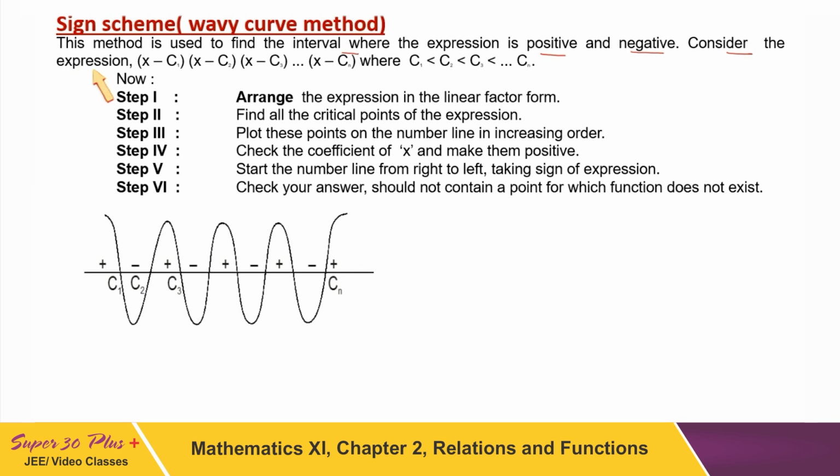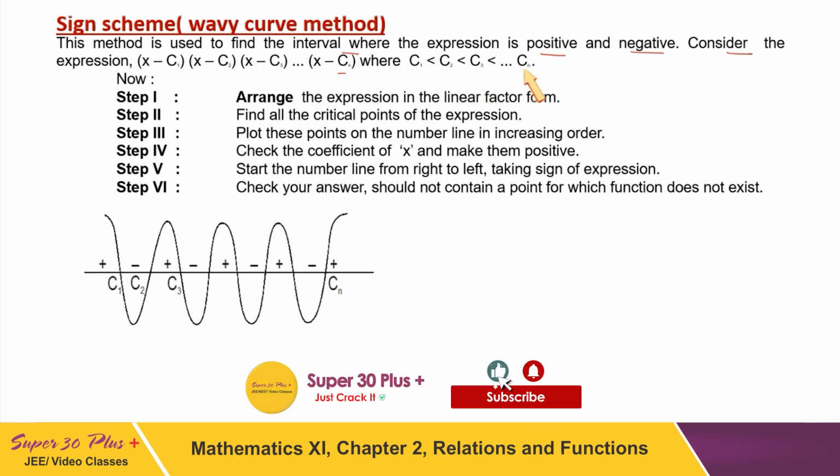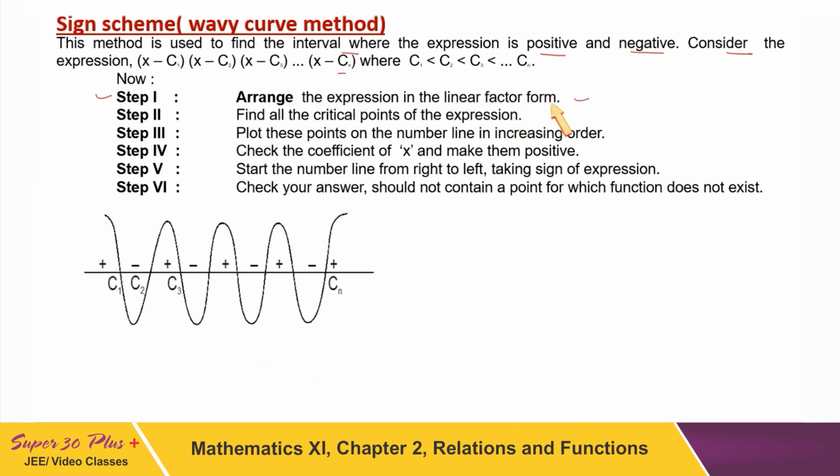Consider the expression (x minus c1)(x minus c2)(x minus c3)...(x minus cn), where c1, c2, c3 are in this order. What are the basic steps of the sign scheme method? Step 1, arrange the expression in the linear form, which is given here. Step 2, find all the critical points of the expression. How can we find the critical points? By substituting each linear factor equal to 0. For example, x minus c1 equals 0, so x equals c1. This is the critical point.